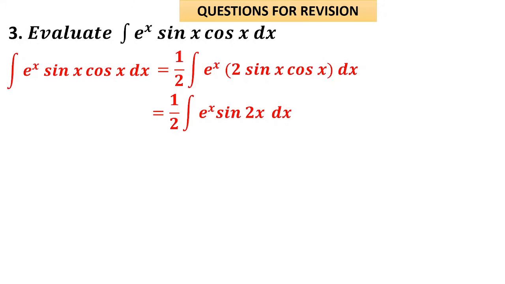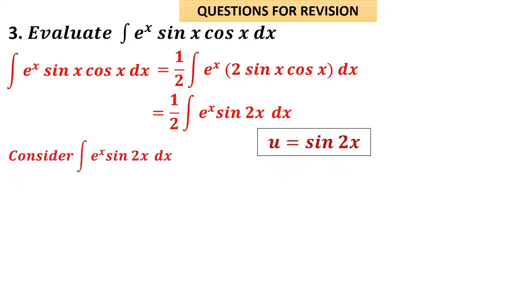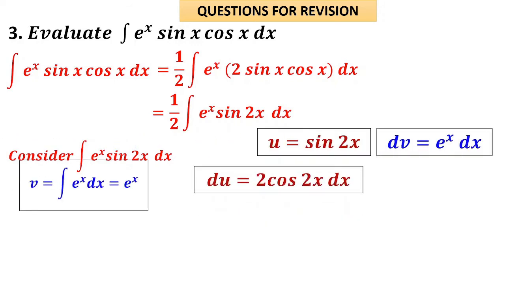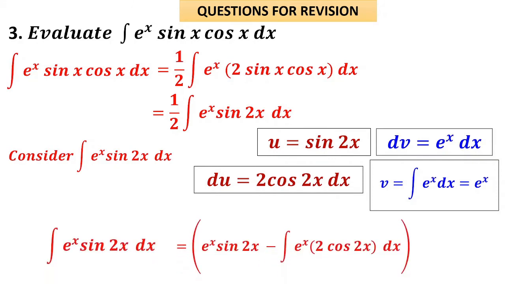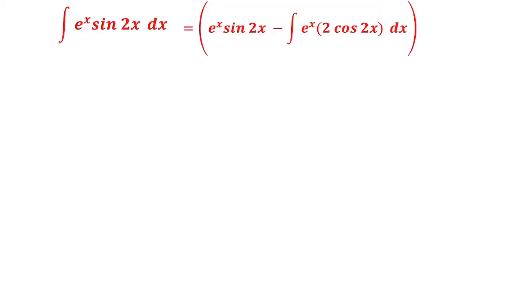Now we are getting an exponential in the trigonometry. Let us consider it separately. Same technique, take u as sin 2x, dv as e power x, du as 2 cos 2x, and v as e power x. When you put it in the integral sign, uv is sin 2x into e power x minus integral e power x into 2 cos 2x dx. Take 2 outside. Therefore now once again you are getting an integral on the right hand side, exponential and trigonometry.